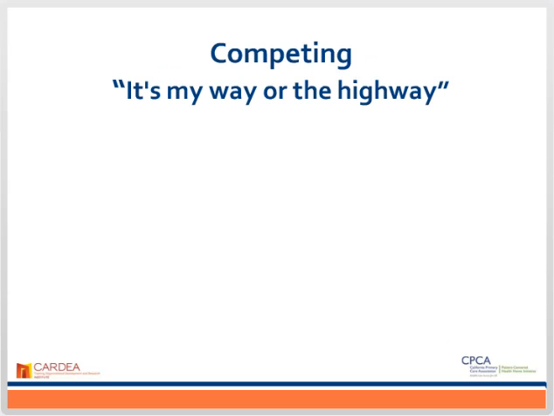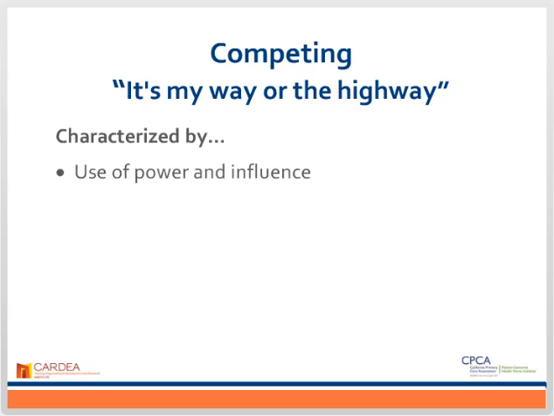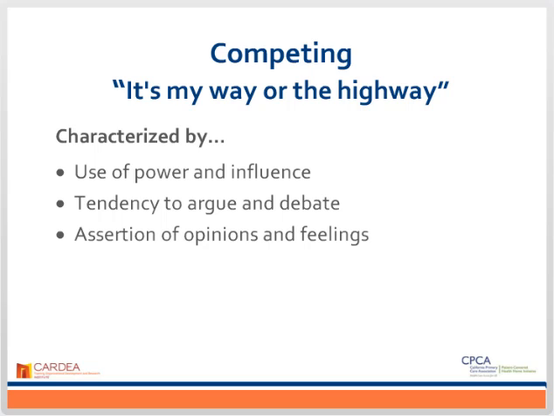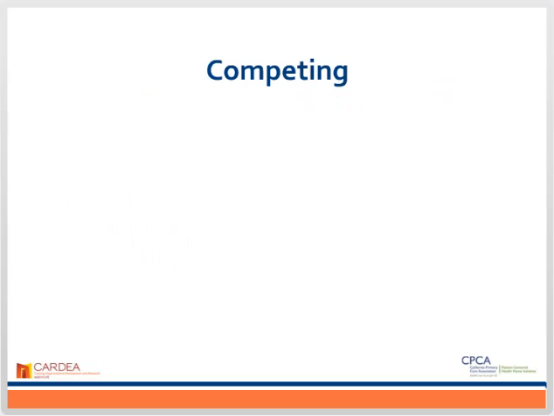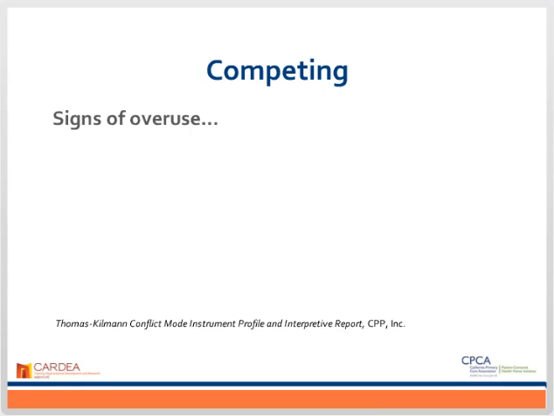Now let's look more closely at each of the 5 methods of dealing with conflict. We can think about competing as it's my way or the highway. Competing is characterized by use of power and influence at the expense of others, and tendency to argue and debate, assertion of opinions and feelings, and commitment to standing one's ground, whether out of principle or simply trying to win. If you answer yes to these questions, you may tend to overuse competing as a method of dealing with conflict.